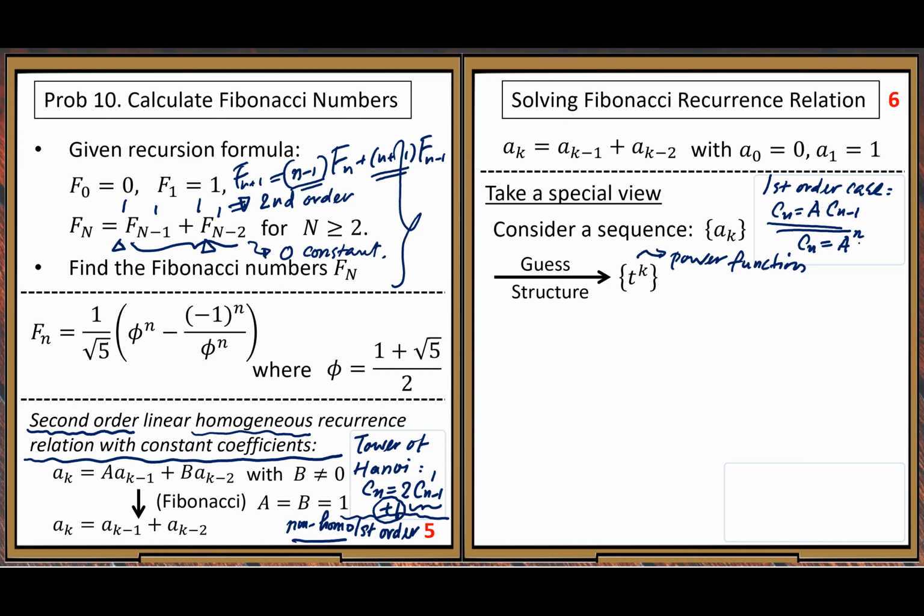From Cn minus 1, you can get Cn minus 2, right? You can get a squared Cn minus 2, and so on. Keep doing that, and at the end, you get Cn equals a to the nth. That is the power function. So you can see the solution structure for the first order linear homogeneous recurrence relation is the power function.